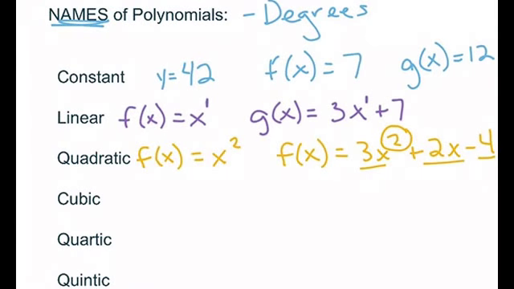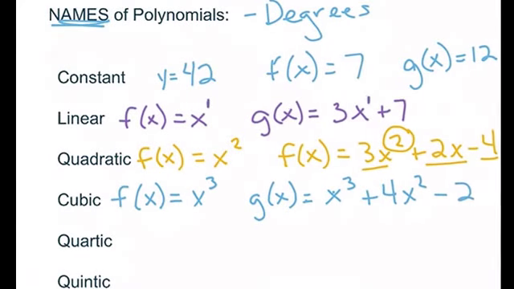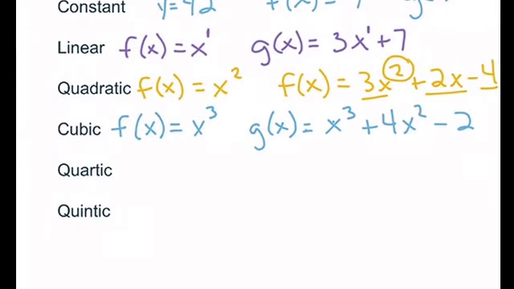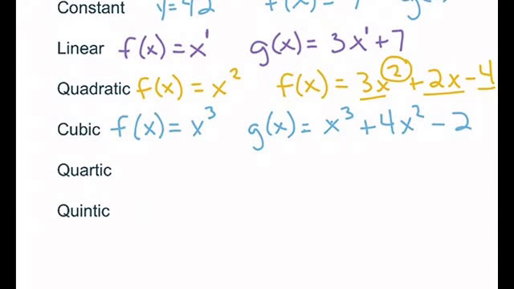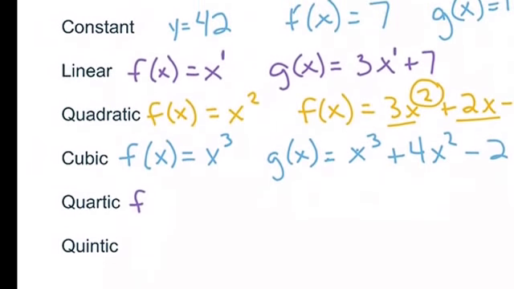Okay. Our cubic, the degree of the cubic is 3, so x cubed is a cubic function. G of x equals x cubed plus 4x squared minus 2. That is a cubic. Okay. So again, the types are by how many terms are in it, but the names are based on the degree.